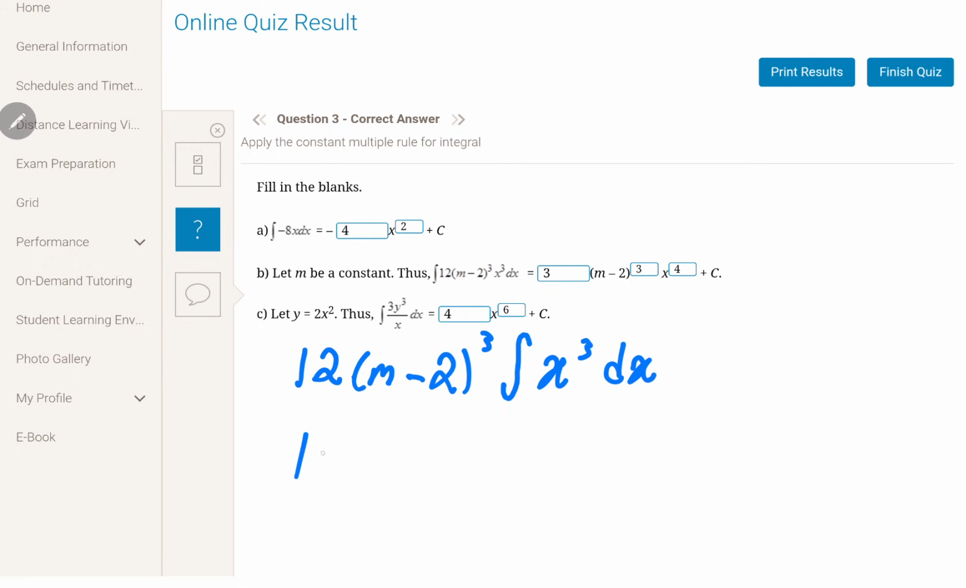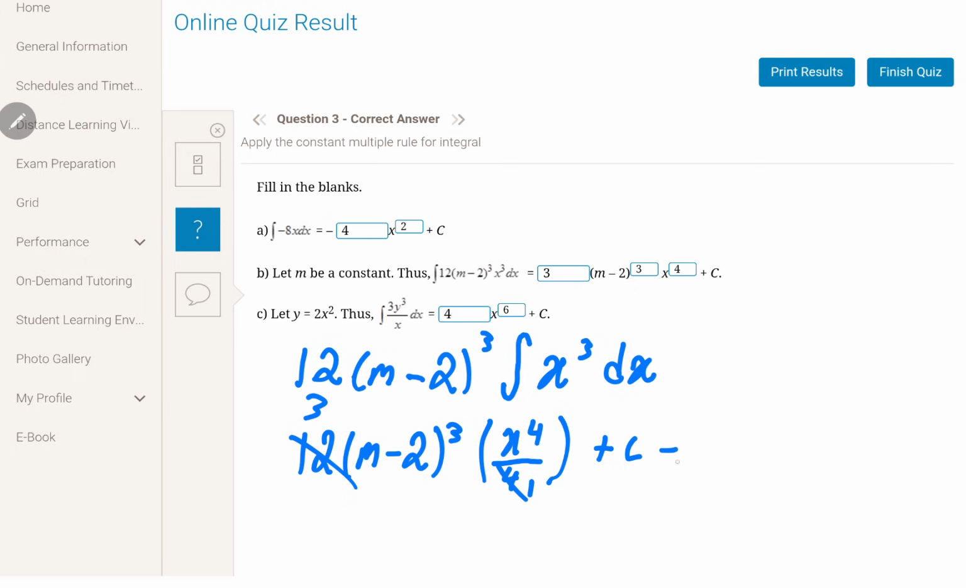Now let's integrate this. So you're going to keep this outside. 12 times m minus 2 cubed, x to the power of 4 over 4. Remember, we're adding 1 to the power, then dividing by the new power, plus c. So 12 over 4 becomes 3. So what do you get? You get 3 times m minus 2 cubed, times x to the power of 4, plus c. And that's your answer.